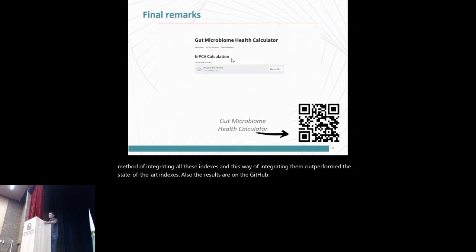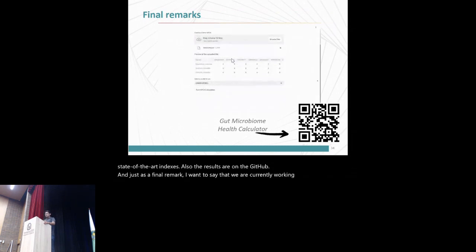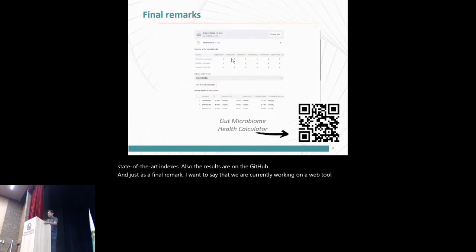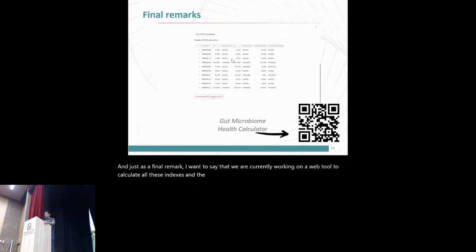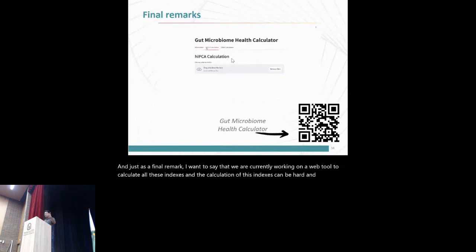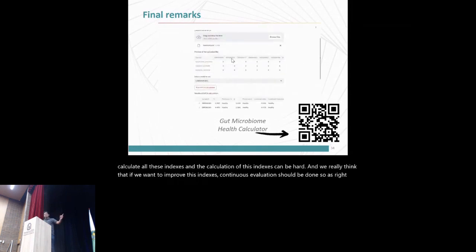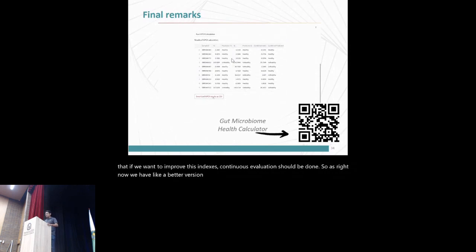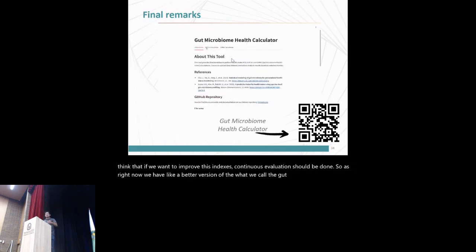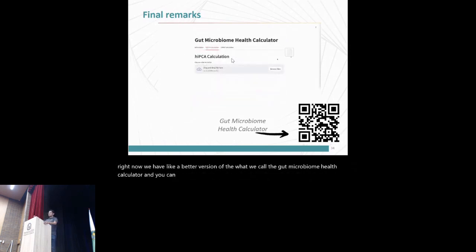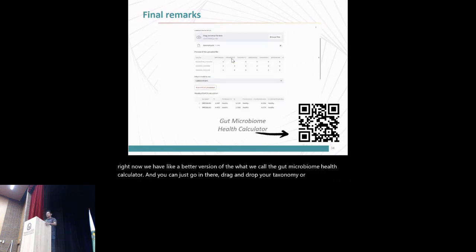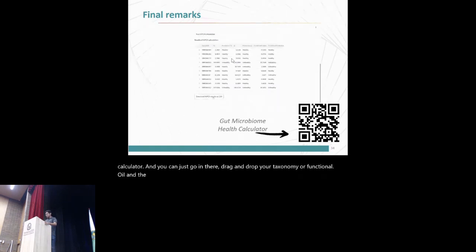And just as a final remark, I want to say that we are currently working on a web tool to calculate all these indexes. The calculation of these indexes can be hard, and we really think that if we want to improve these indexes, continuous evaluation should be done. So right now, we have a beta version of what we call the gut microbiome health calculator, and you can just go in there, drag and drop your taxonomy or functional file, and the mentioned indexes are calculated.